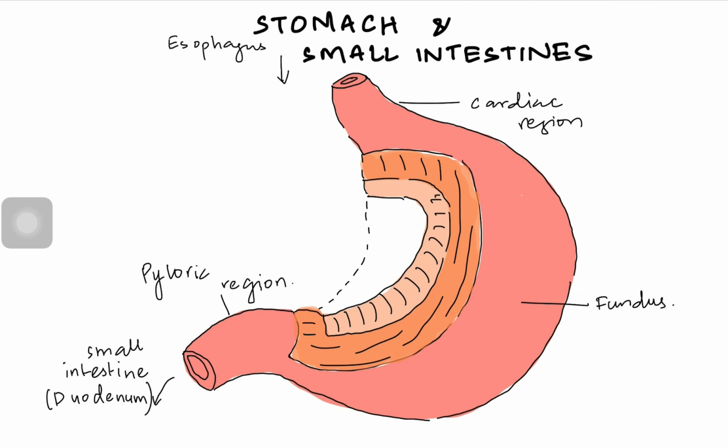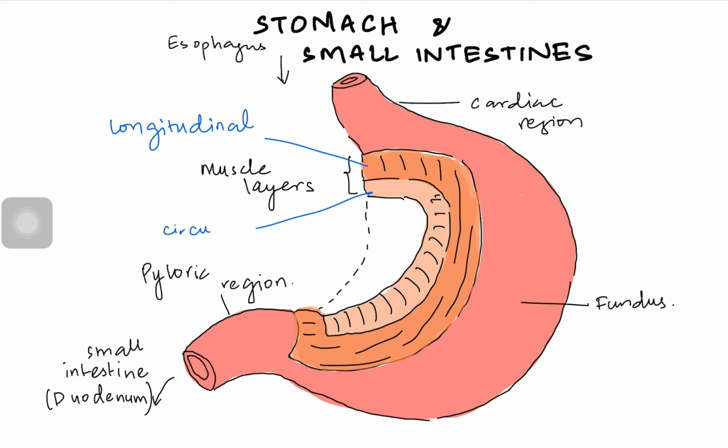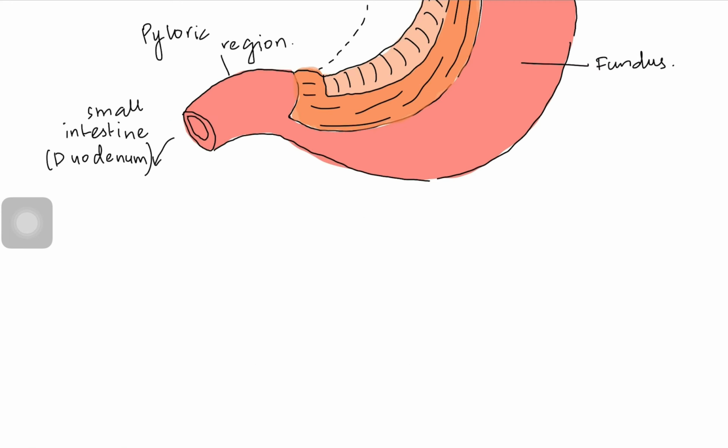If we cut the stomach, we are able to see that there are various layers inside the stomach. The most important of these is the muscularis, like we talked about in the esophagus also. The muscularis here also has the longitudinal and the circular muscles. Along with these two, there's also a layer of oblique muscles, but we don't have to talk about it.